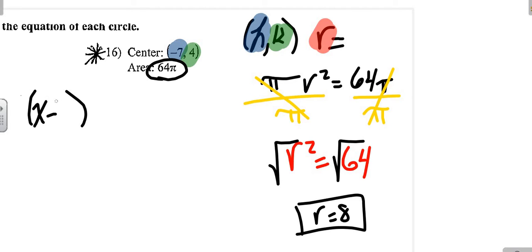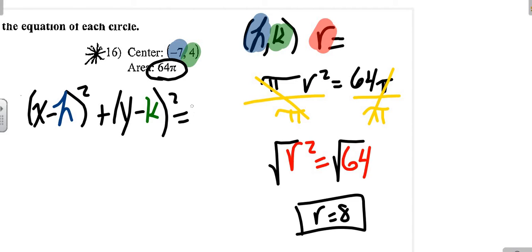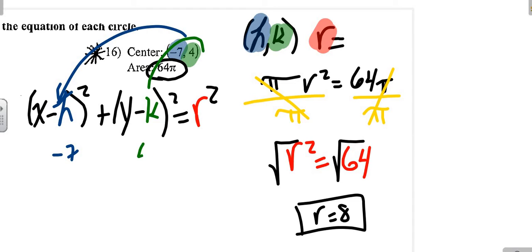Now you have everything you need. (x minus h) squared plus (y minus k) squared equals radius squared. Plug it in. -7 here, 4 here, 8 there. Bring down the equation and clean things up.